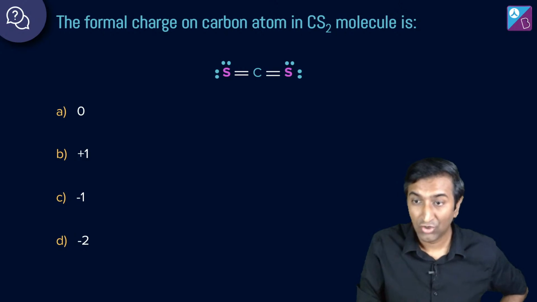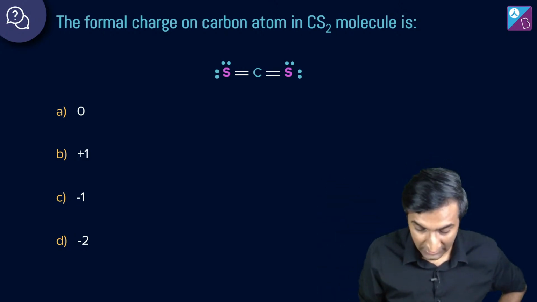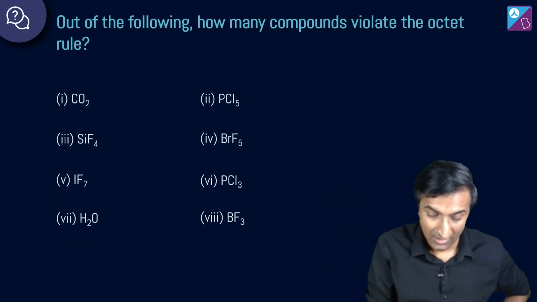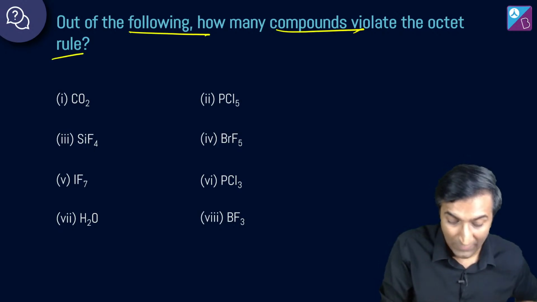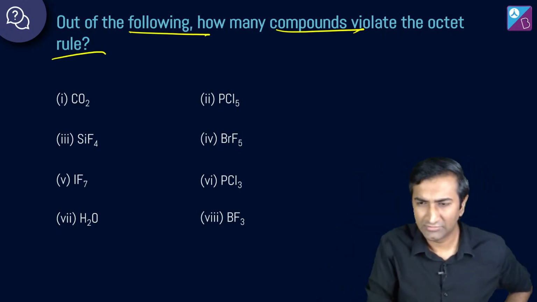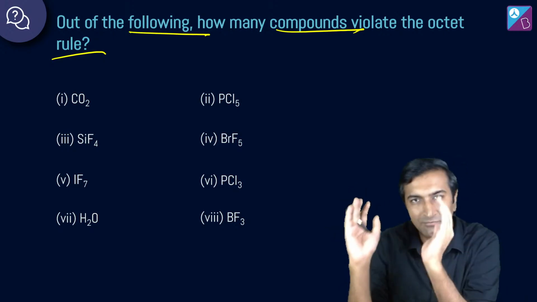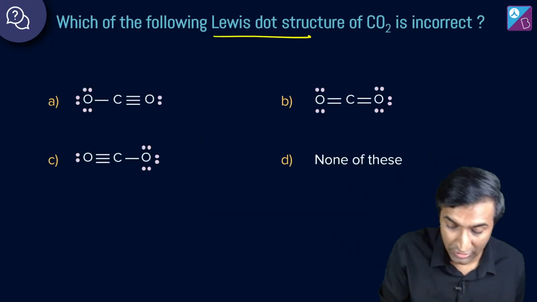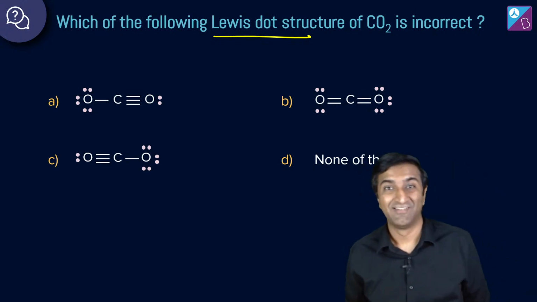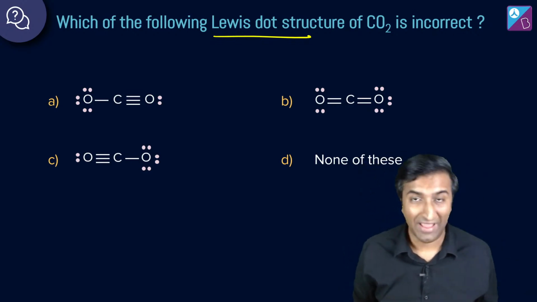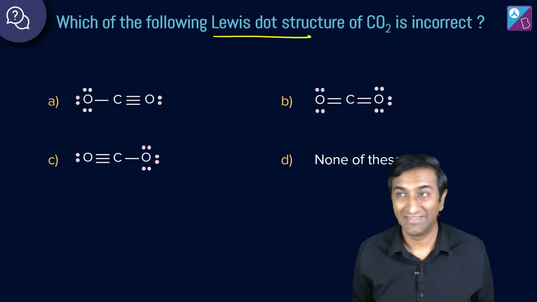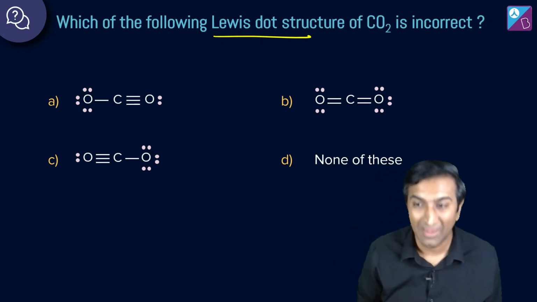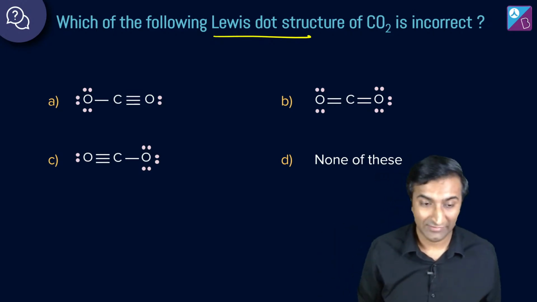The formal charge on carbon atom of CS2 में क्या होना चाहिए? Next one थोड़ा सा लंबा है. Out of the following, how many compounds violate the octet rule? Just 1, 2, 3, 4 like Roman brackets में लिख देना. तीसरा वाला, which of the following loose dot structures of CO2 is incorrect? कार्बन बॉन्डिंग है भाई, बॉन्डिंग जरूरी चैप्टर है. It sets the pace for the whole of organic chemistry. ठीक है, तो प्लीज इसको सीरियसली करिए.